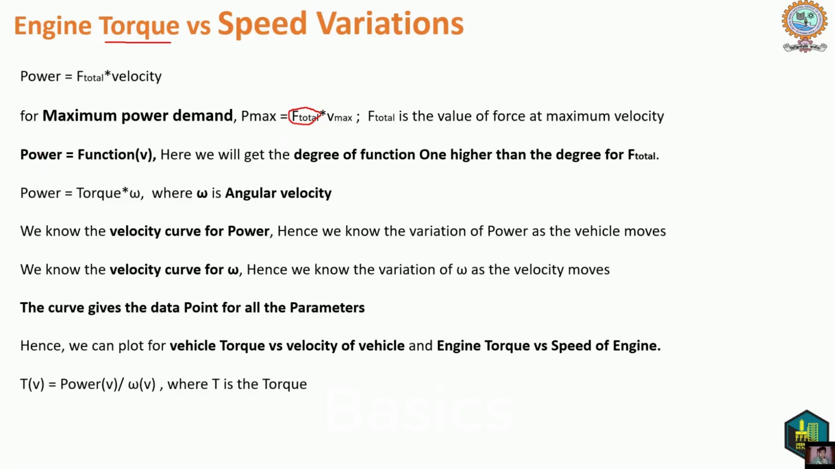Now you want to have the engine torque. So I have taken power equals T times omega. Power as a function of velocity, you know. How do you know? You know that it is F total times velocity. F total as a function of velocity you know, and multiplying by the velocity gives you just a one degree higher term. So just draw the power versus velocity curve.